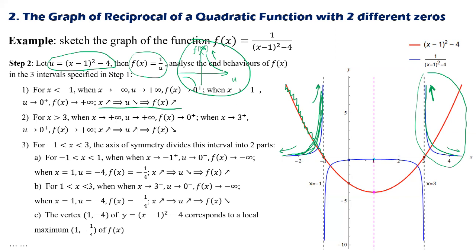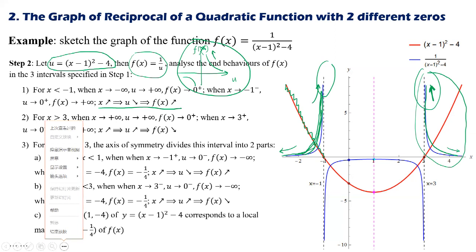And the horizontal asymptote is y equals 0. And there are two vertical asymptotes. One of them is on the left branch, which is x equals -1. And the other one is on the right branch, which is x equals 3, right?